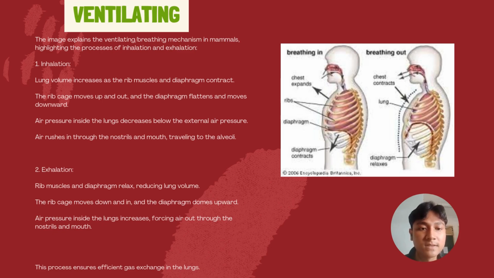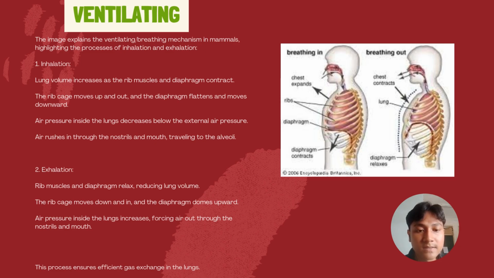Ventilating process. The image explains the ventilating or breathing mechanism in mammals, highlighting the process of inhalation and exhalation. First, inhalation. Lung volume increases as the rib muscles and diaphragm contract. The rib cage moves up and out, and the diaphragm flattens and moves downward. Air pressure inside the lungs decreases below the external air pressure. Air rushes in through the nostrils and mouth, traveling to the alveoli.